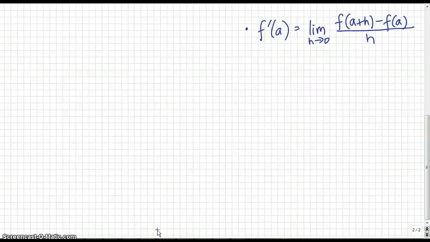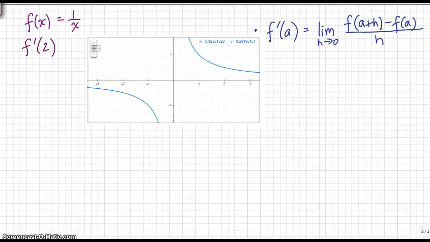Okay, so let's continue this with a problem. Our problem's going to be to take a look at the function f of x equals 1 over x, and to find f prime of 2. So let's first take a look at the function. We can see from the graph here that this function is always decreasing. It's decreasing as we come in through large negative numbers. And then there's going to be an asymptote at x is equal to 0, and it starts to decrease again as we go through the positive numbers.